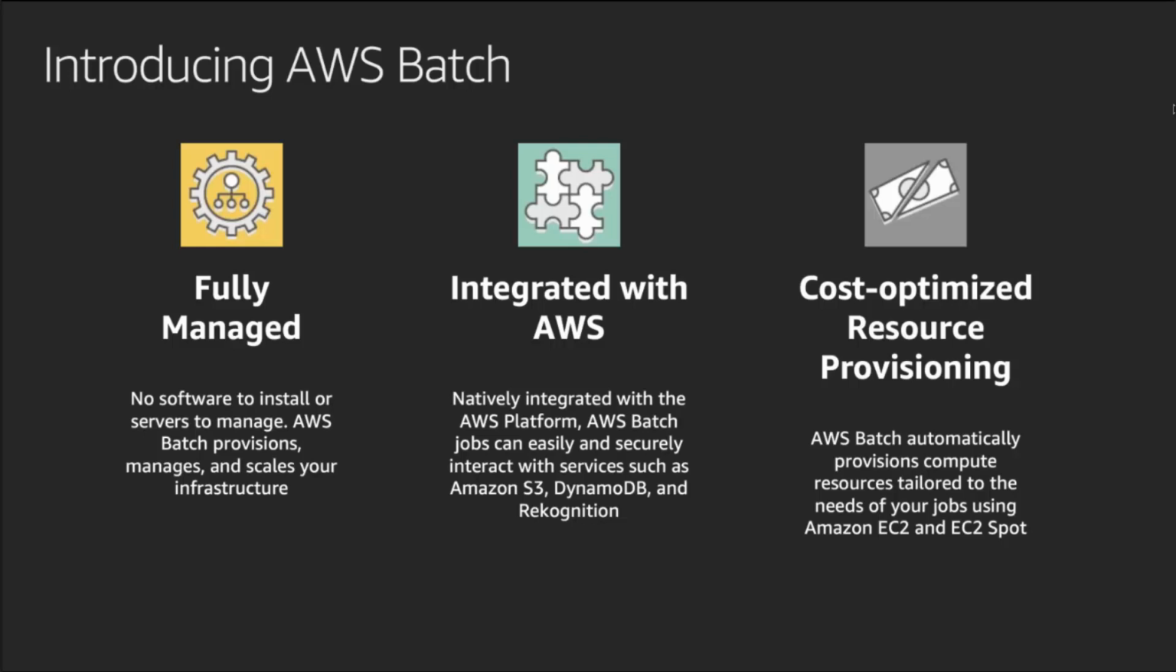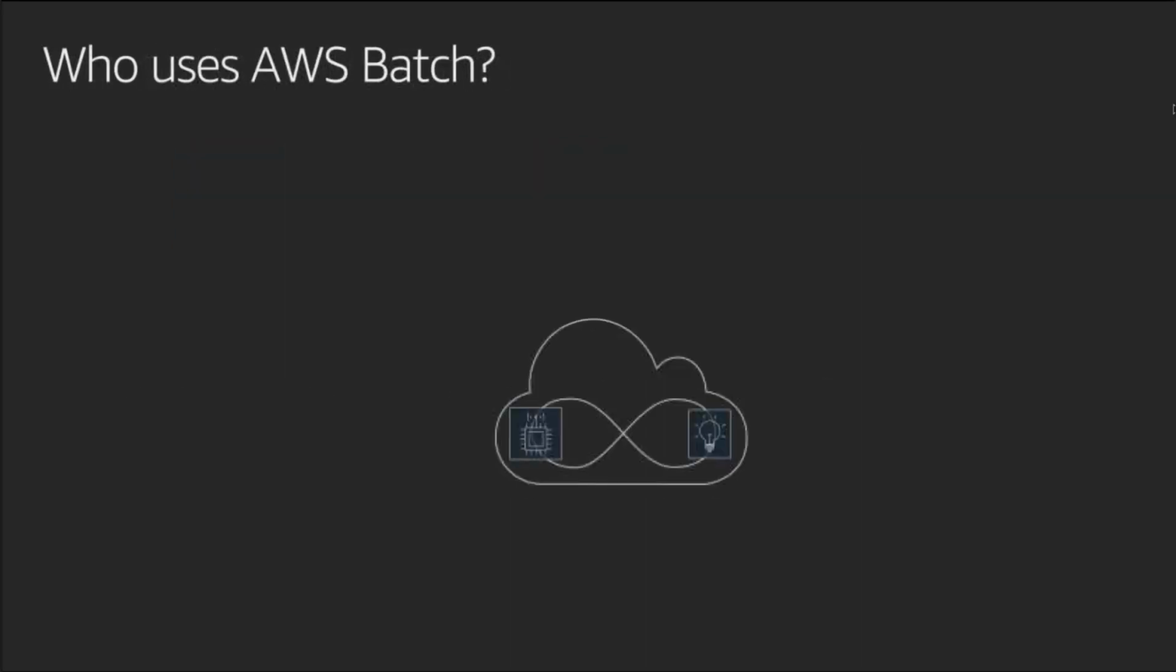And finally, it's really, really good at cost optimization as well as resource optimization for your workloads, right? So it's going to automatically provision the resources. It's going to look at what you need. It's going to tailor those resources for your particular jobs, and it can do that on EC2 and EC2 Spot to help cost optimize as well as to optimize for performance within your environment. So let's talk about how this all works together.